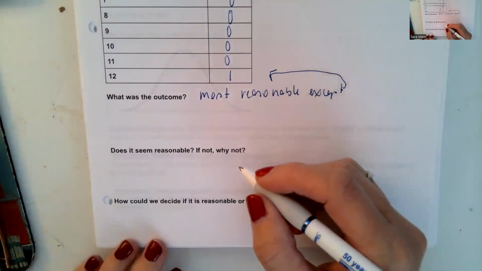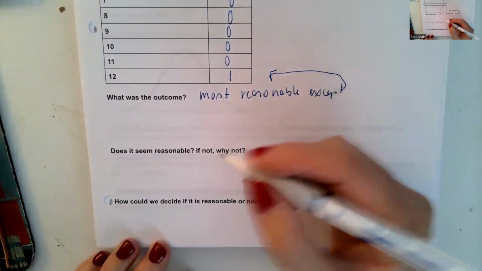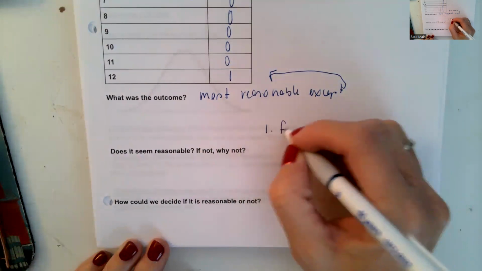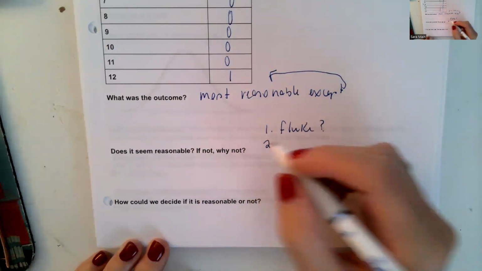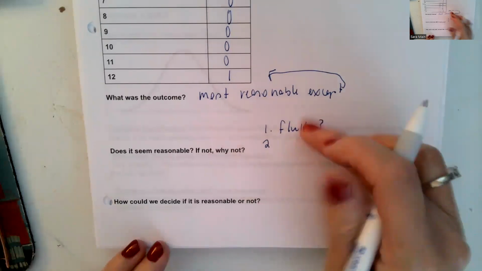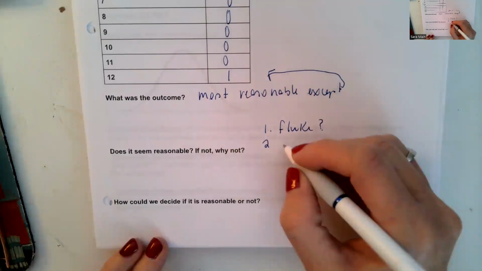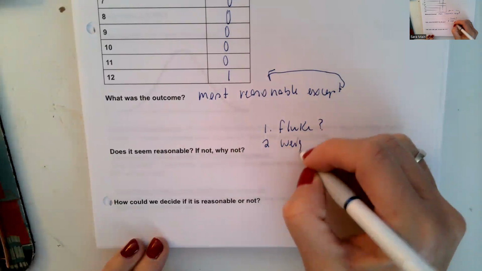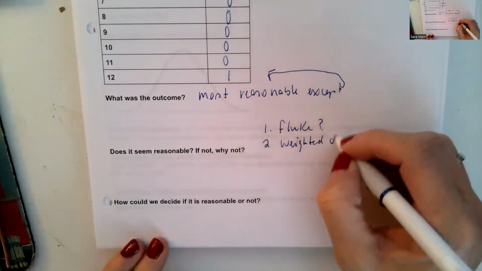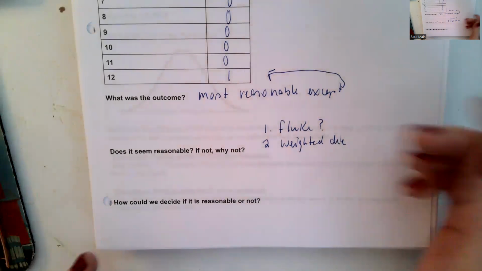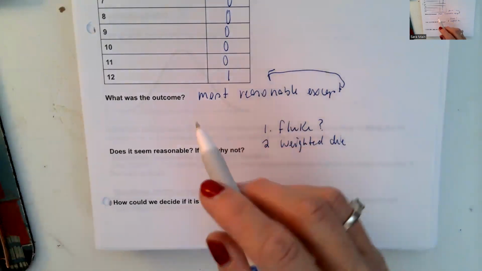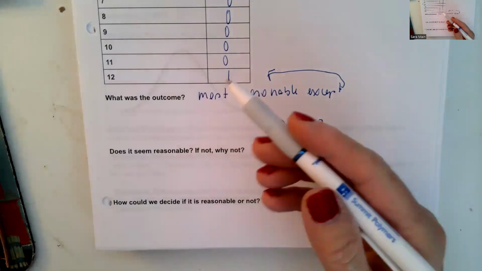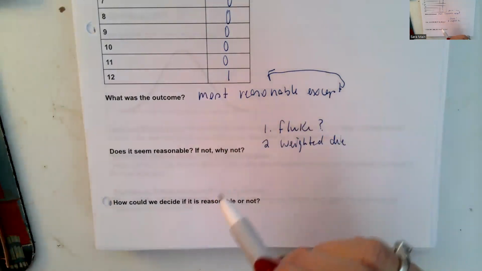We could say maybe it was a fluke, right? We really only came up with 2 good reasons: maybe it's a fluke, or maybe that student had a weighted die. And truth be told, that student did have a weighted die. I have a special die that has all 6 sides with 5 on them. So it works out for us.